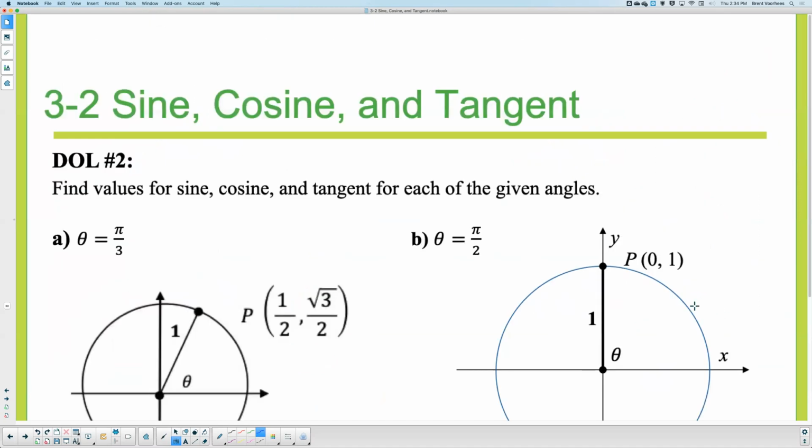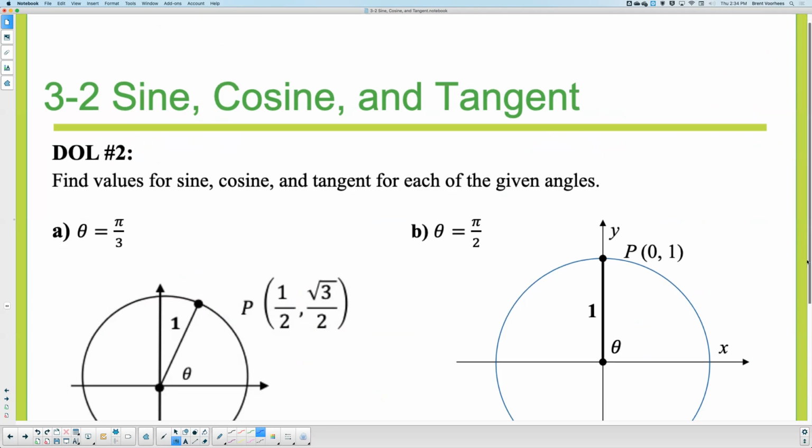All right. I have a DOL for you. Go ahead and write out the sine, cosine, tangent for these two values.